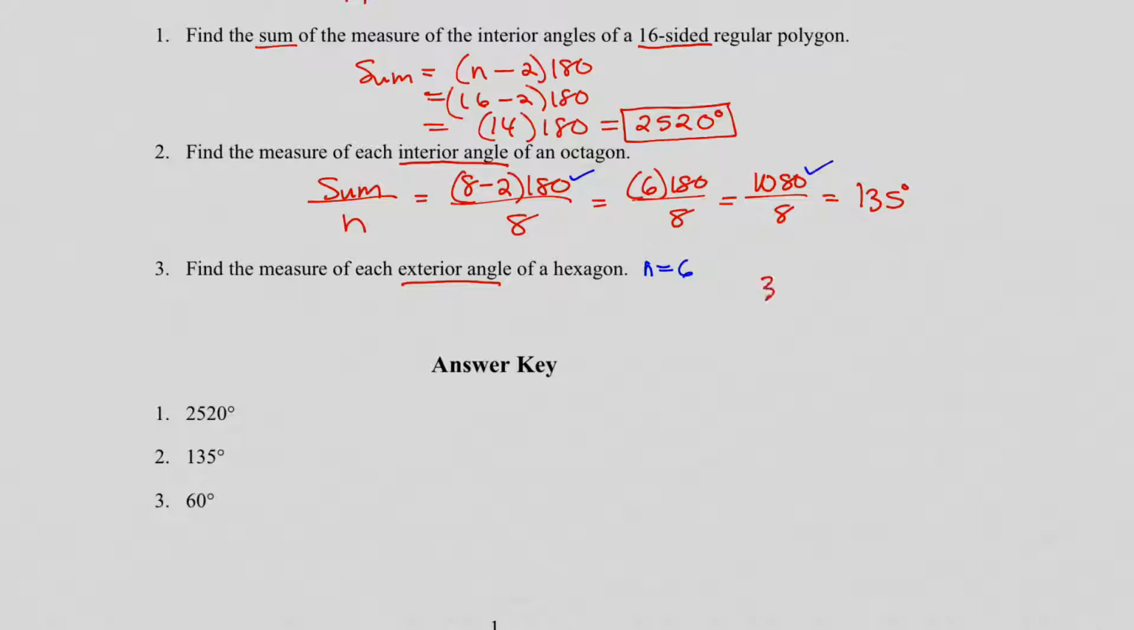So all we gotta do is 360 divided by 6, and that's gonna be 60 degrees.